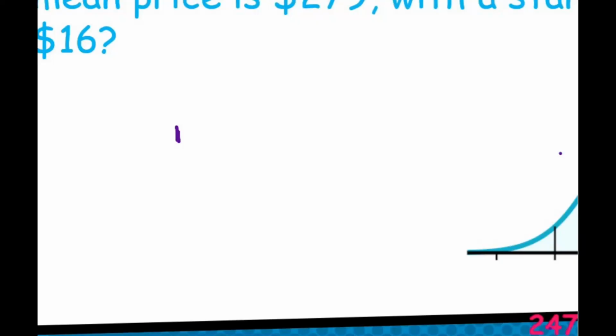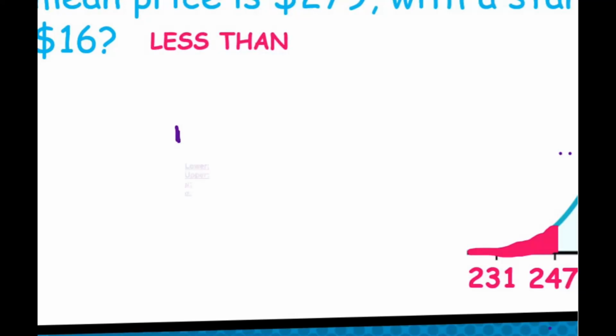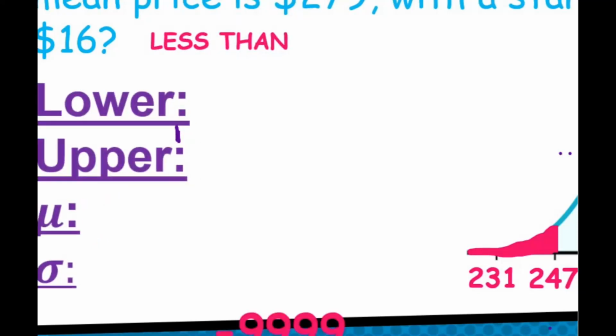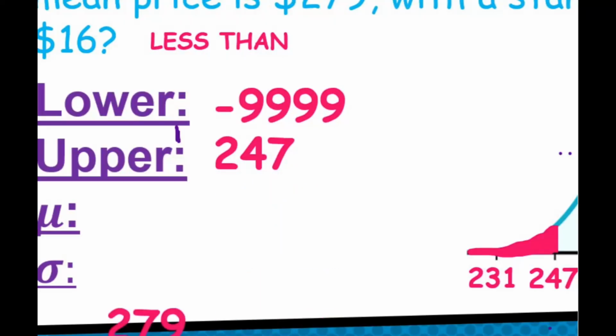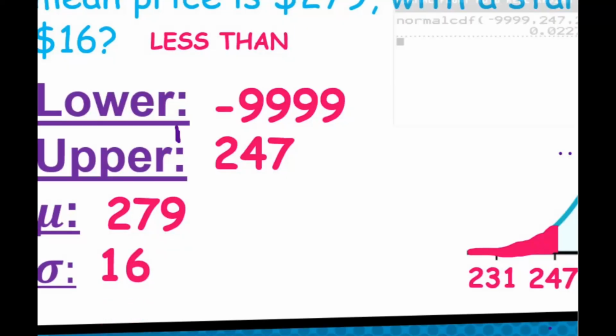I'm going to go ahead and fill out my normal distribution, putting my mean in the middle and going up 3 standard deviations above and below. And this is the area that I'm looking at. So what is the proportion of a pair of Jordans that cost $247 if the mean price is $279? We would look at that 247. Anything below that, less than, is what I'm looking for here. So my lower bound would be negative 9999. My upper bound would be 247. And my mean and standard deviation are as follows.